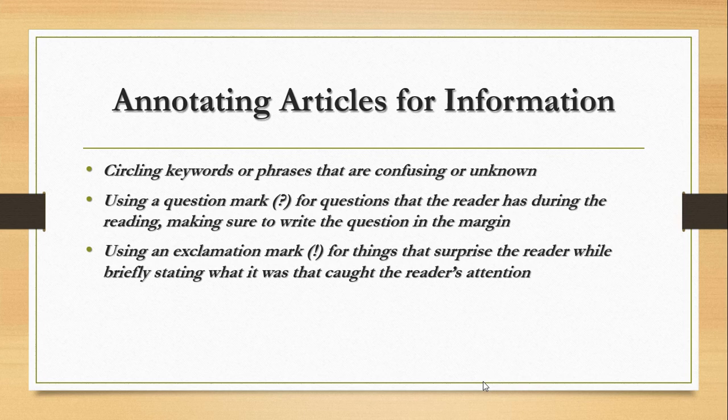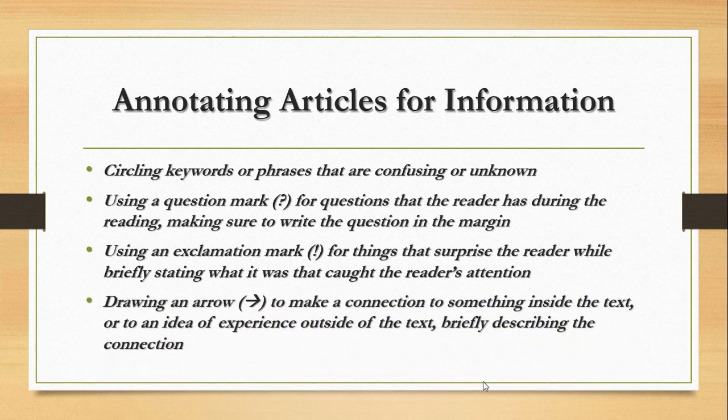So we've got circling keywords that are confusing or unknown that we'd want to look up for better understanding. We have a question mark for places we have questions about in the text, an exclamation mark for places where we find something surprising. And then the last one is using an arrow. This arrow represents that we've read something that we're able to make a connection to, as a reader, with something else that we've previously read on the topic that we're currently reading about.